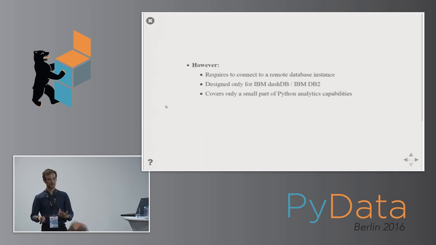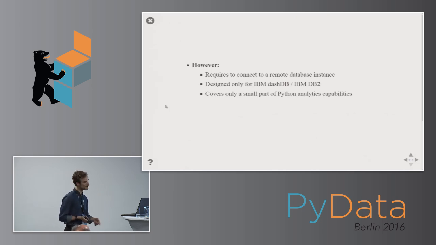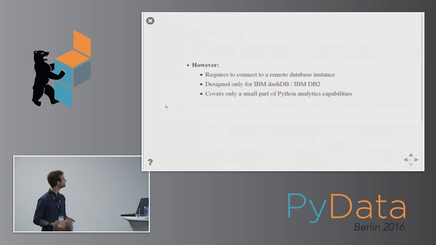However, there are a few drawbacks, of course. If you're connecting to a remote database instance that is not in your local network, you need to go through the internet, so you cannot do it if you're offline. And it is working only for IBM dashDB and IBM DB2, because of course it's a wrapper that calls specific functions from IBM DB2 and IBM dashDB. And it covers, of course, only a small part of Python analytics capabilities, because there are so many things you can do with scikit-learn or Pandas. We couldn't, anyway, cover everything.